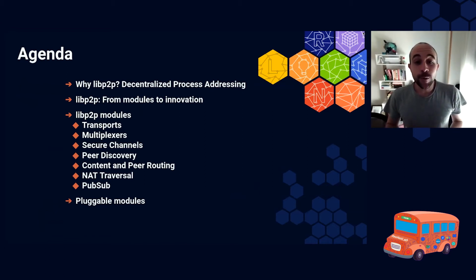First, we're going to explain why we started designing libp2p in order to achieve decentralized process addressing. Then we're going to see how libp2p is the perfect substrate for innovation, because we have the interfaces to move from modules to innovation and back. Then we're going to explain and describe the core libp2p modules that we have currently in place in the libp2p stack. And finally, we're going to see how having pluggable modules allows us to enhance the features and the capabilities of our application with just a few lines of code.